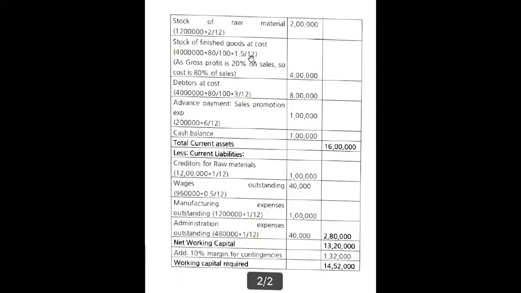Multiplied by 1.5 and divided by 12, we'll calculate stock of finished goods at cost. That will be for 1.5 months. The amount will be 4 lakhs. Next current asset is debtors at cost.